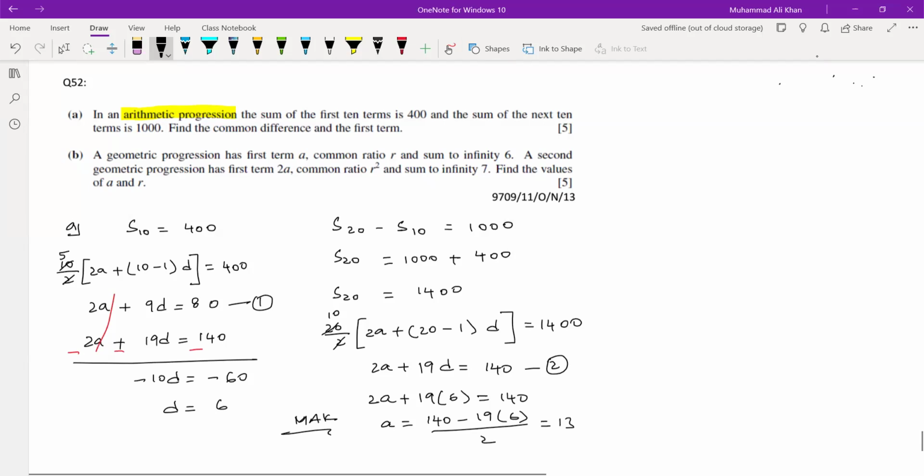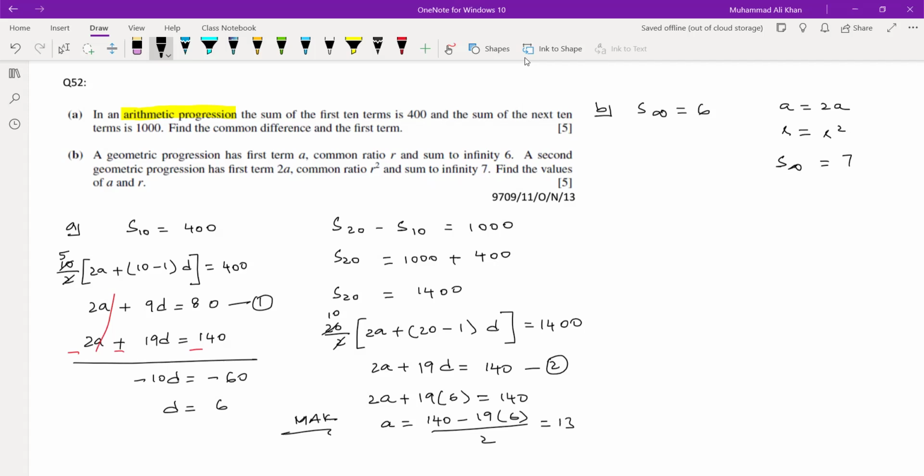Now, what we have in the B part? In the B part, a geometric progression has first term a, common ratio r, and sum to infinity is 6. Another geometric progression has first term 2a, common ratio r squared, and sum to infinity for this is 7. Find the values of a and r. A simple question.